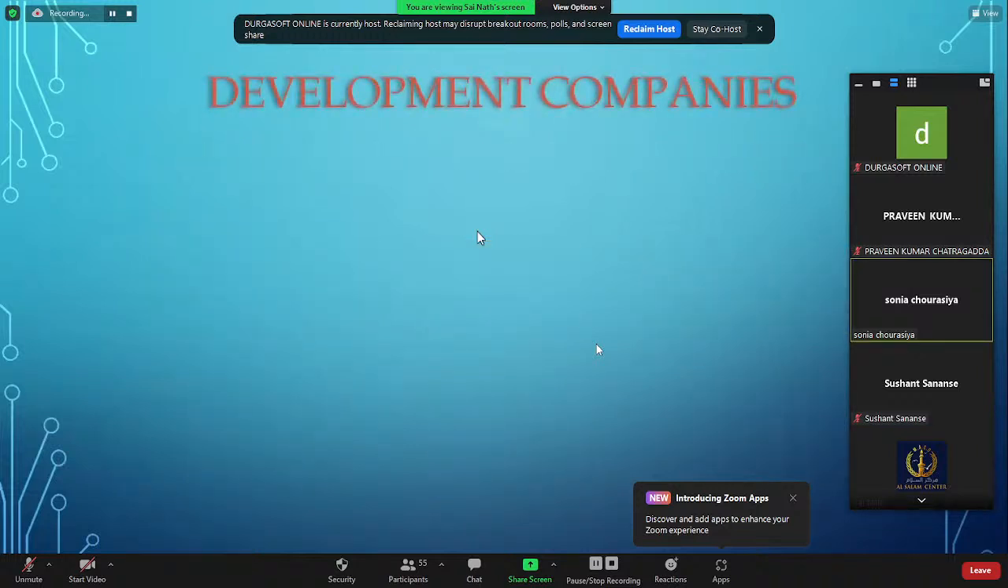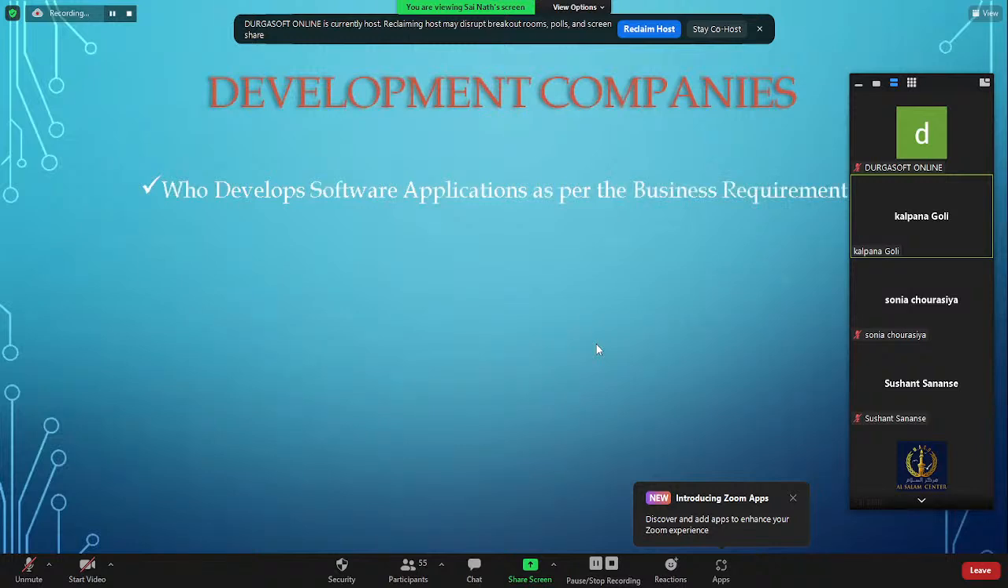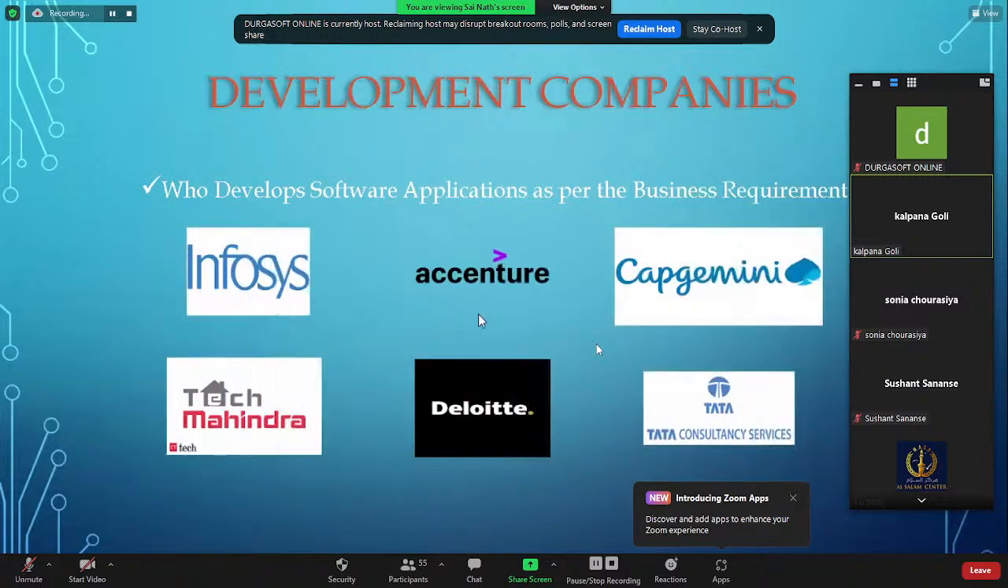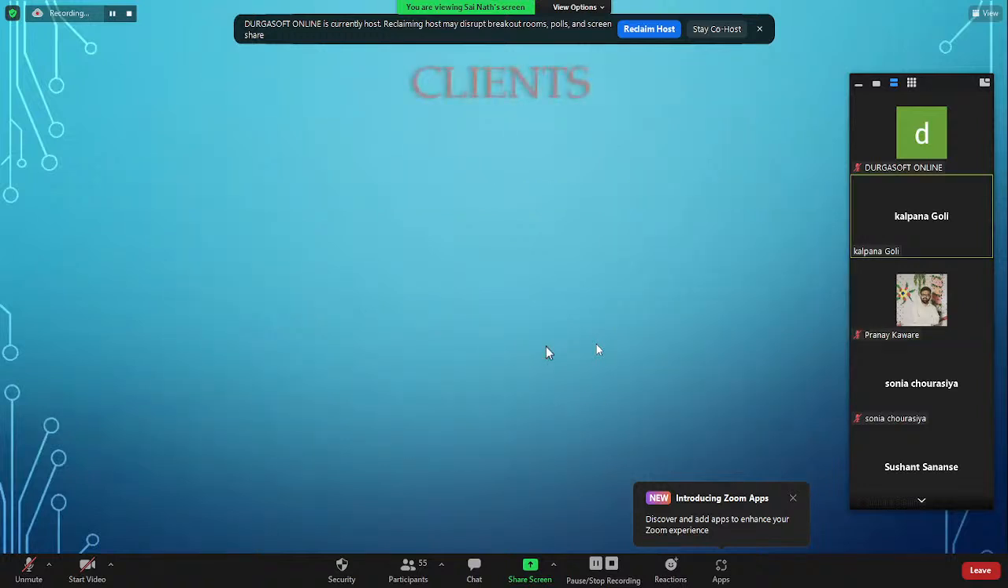And who is the second player? Development companies, who develop software applications as per the business requirement. Who are these people? Infosys, Accenture, Deloitte. Excuse me.